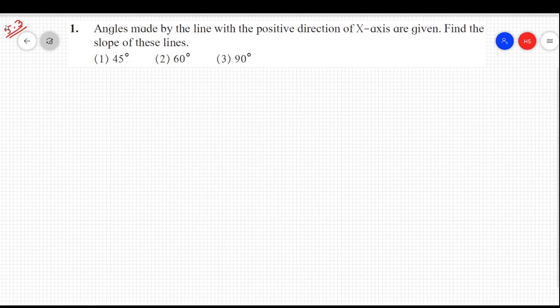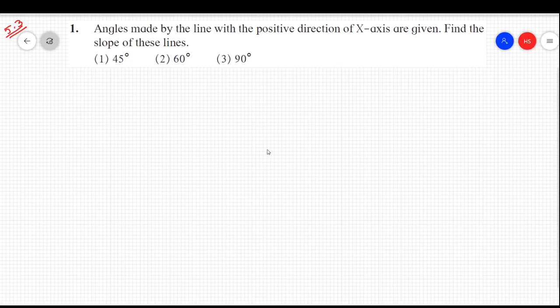Okay, so in the last lectures I discussed the slopes: what we mean by slopes, and all the formulas and ideas relevant to 10th standard. So you should go through those lectures before starting the practice set. Okay, so let us start with this first question.